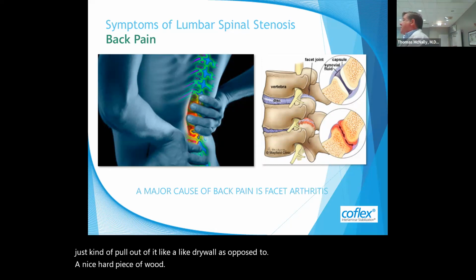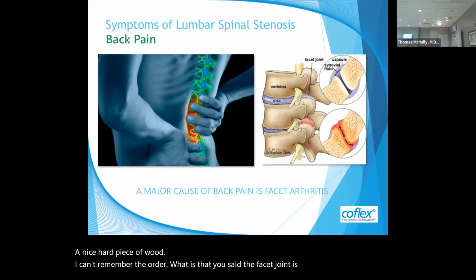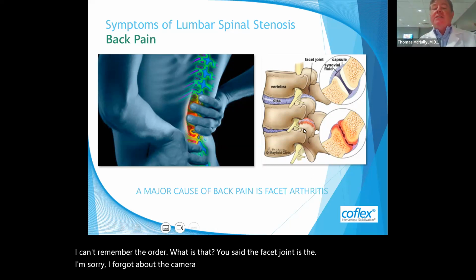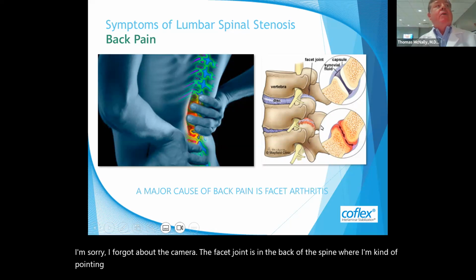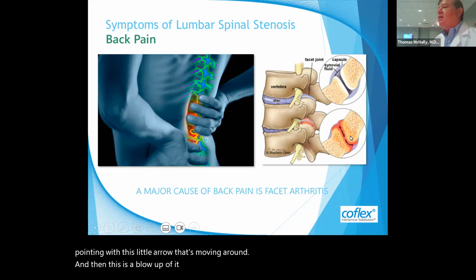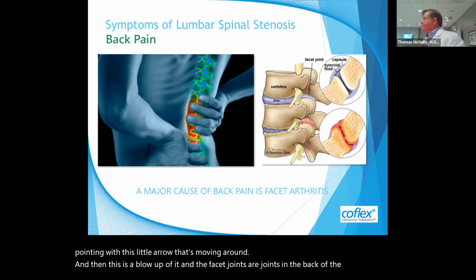I can't remember the order. What is the facet? The facet joint is in the back of the spine where I'm kind of pointing with this little arrow that's moving around. And then this is a blow up of it. And the facet joints are joints in the back of the spine.